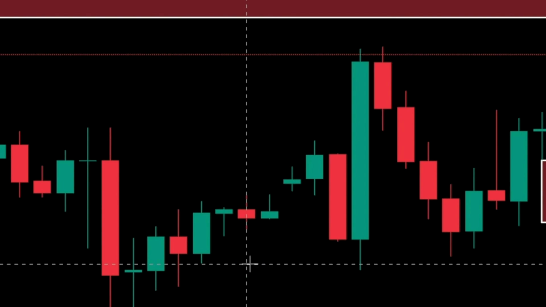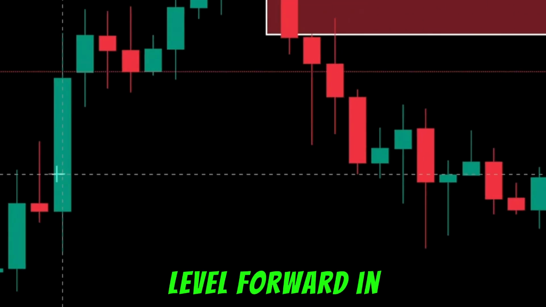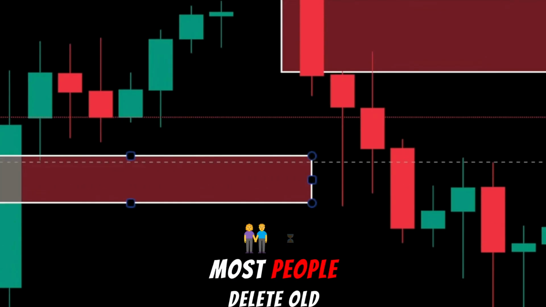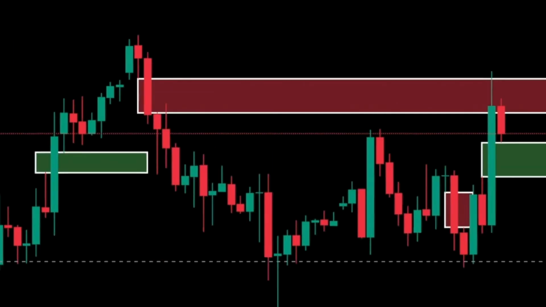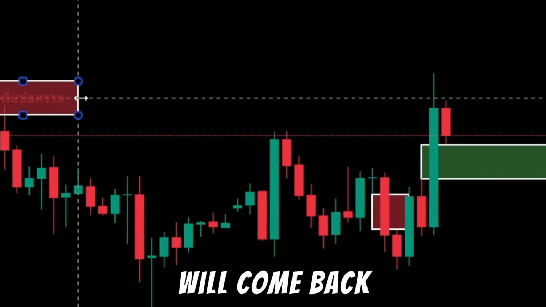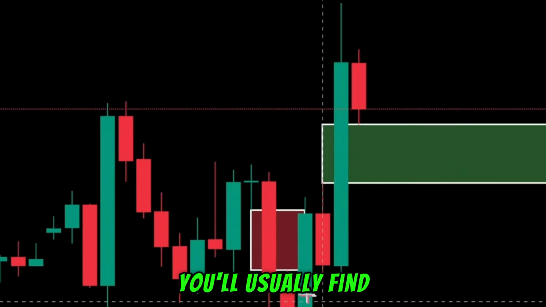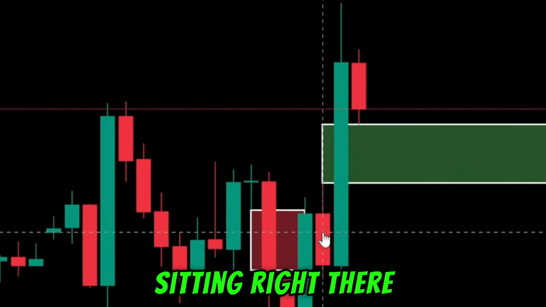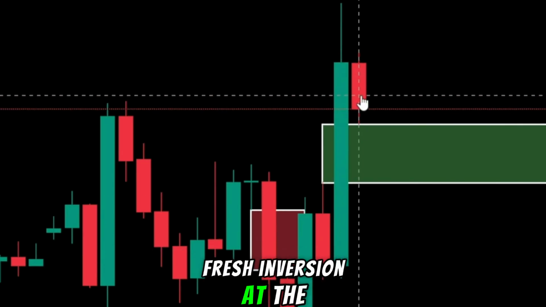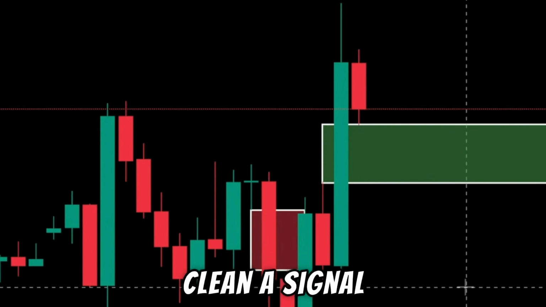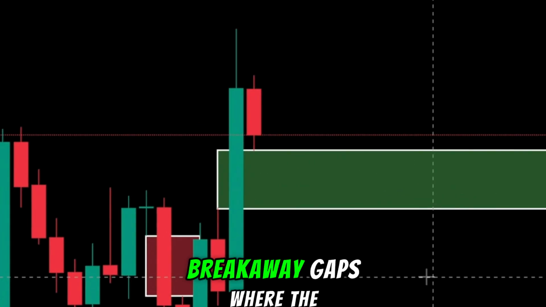Inflection points. Take the high or low that your gap broke through, and extend that level forward in time. Most people delete old structure once price has left it. Don't. Weeks later, price will come back, tap that exact line, and reverse. And when it does, you'll usually find an inverted gap sitting right there with it. Old structure plus a fresh inversion at the same price is about as clean a signal as this method gives you.